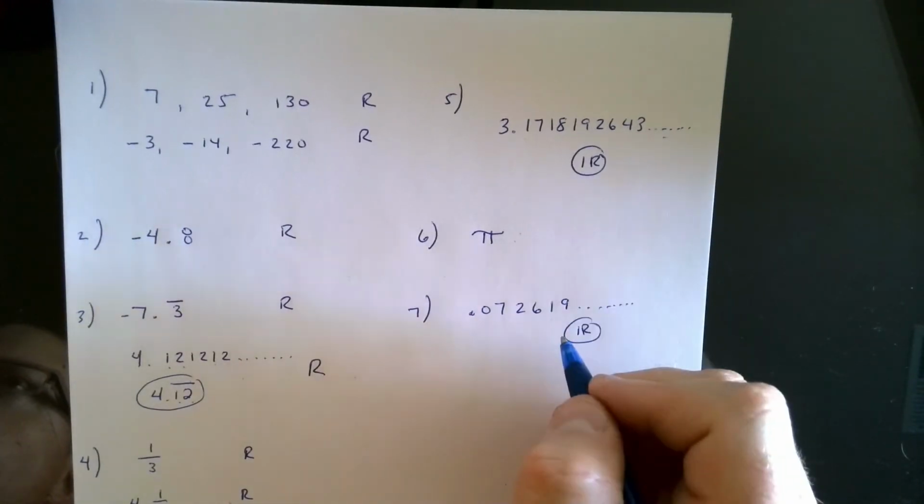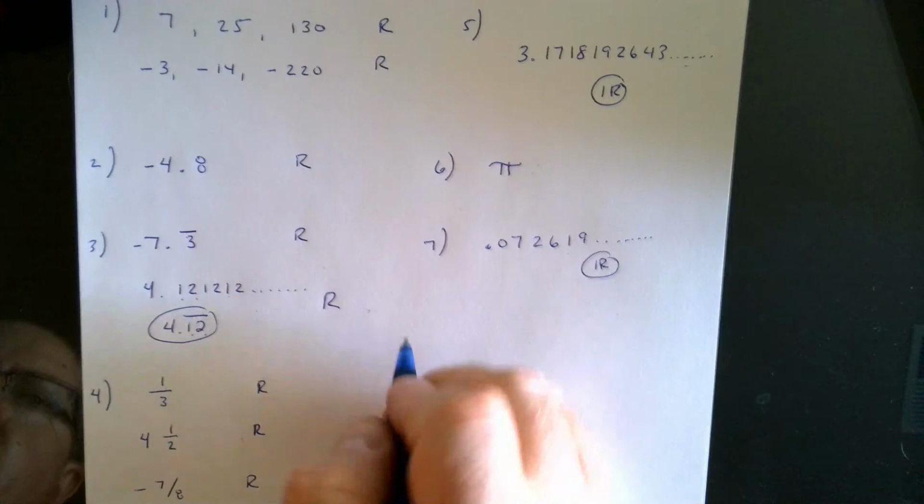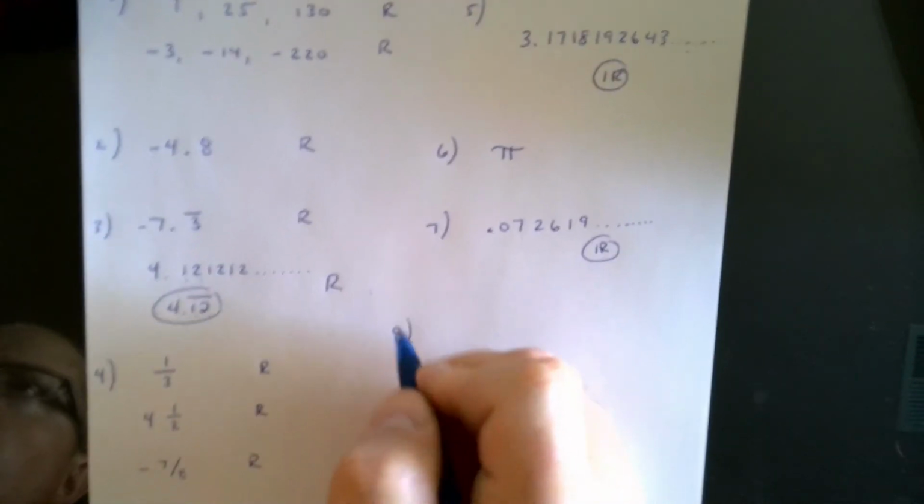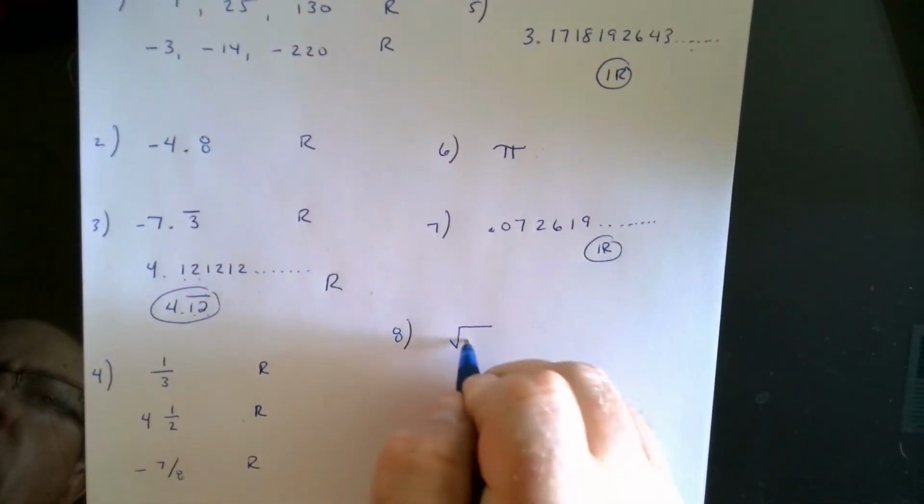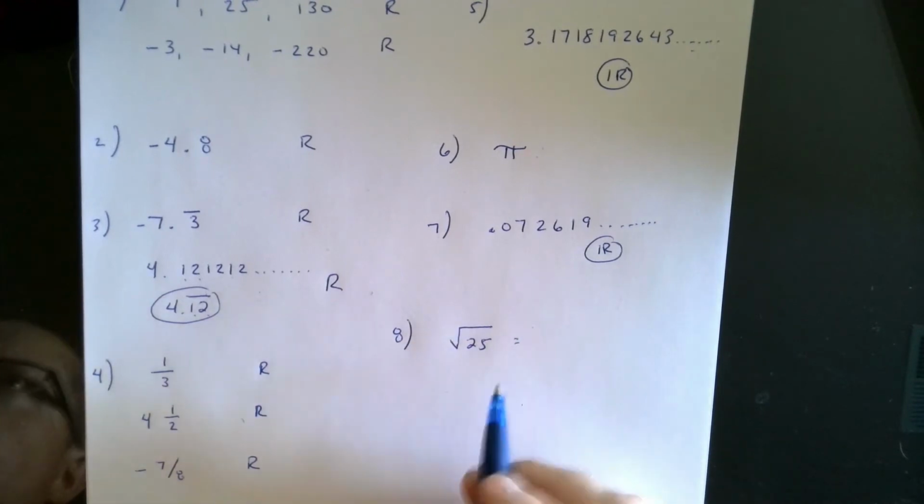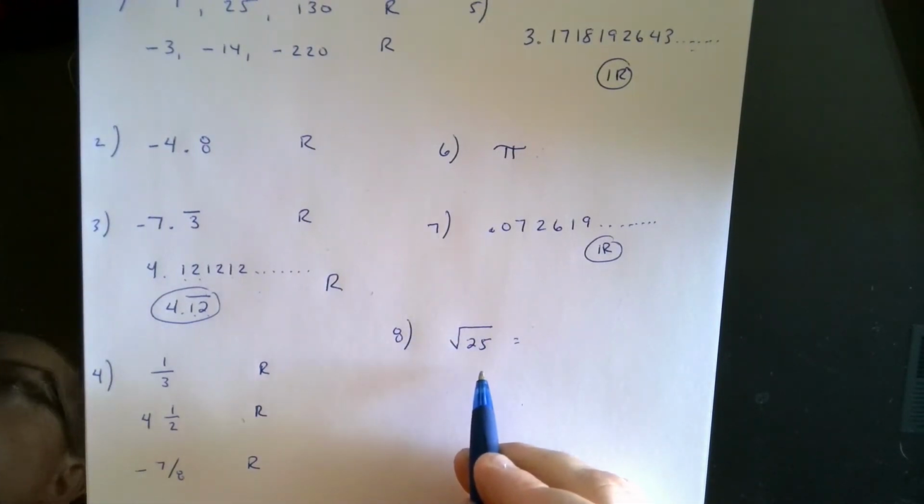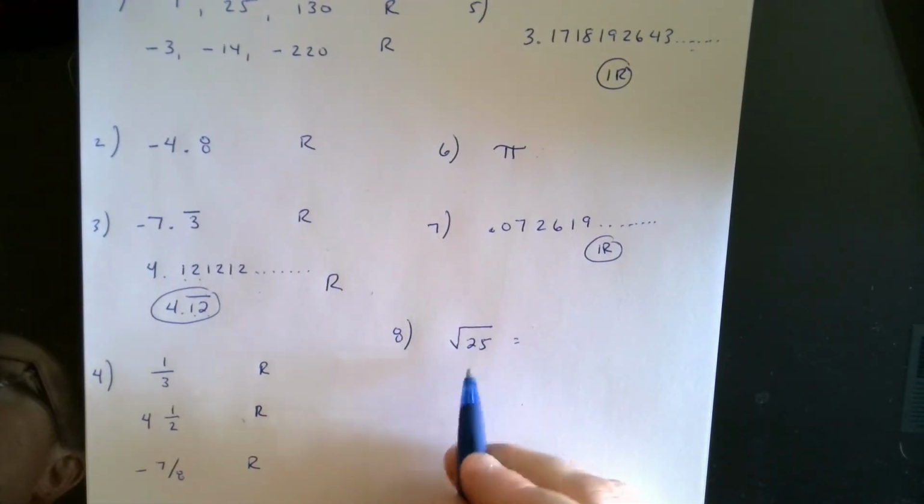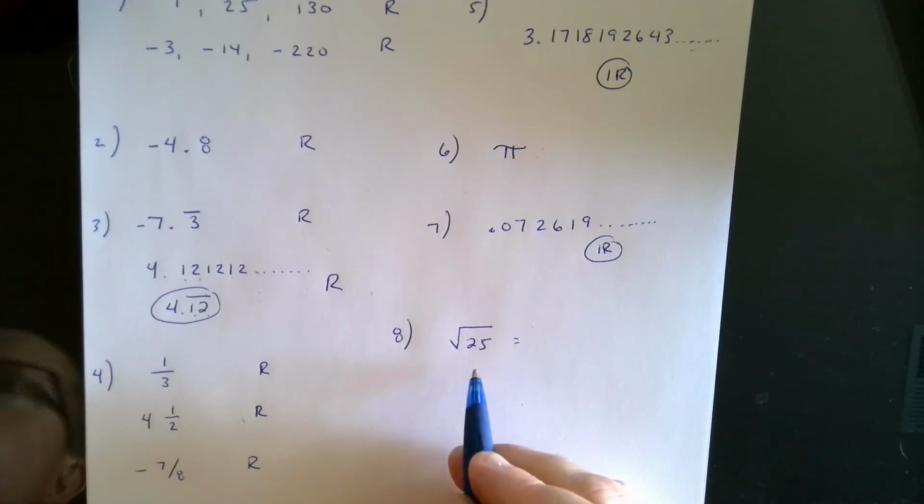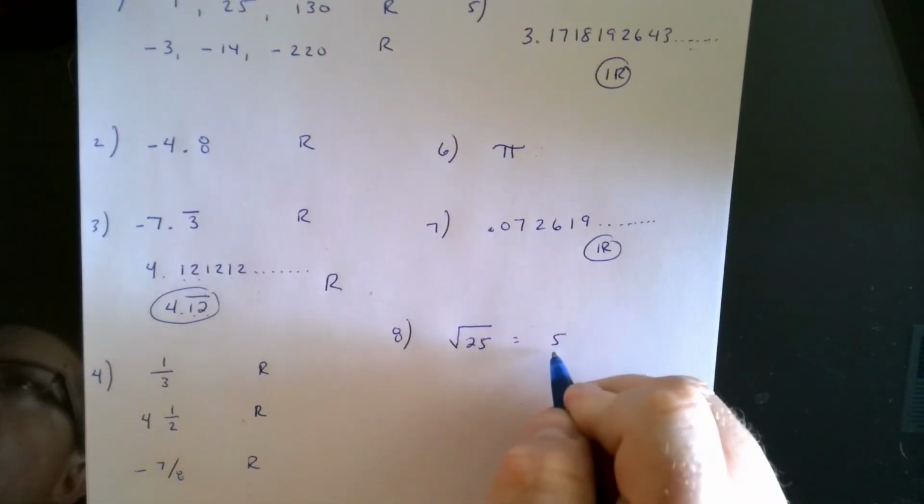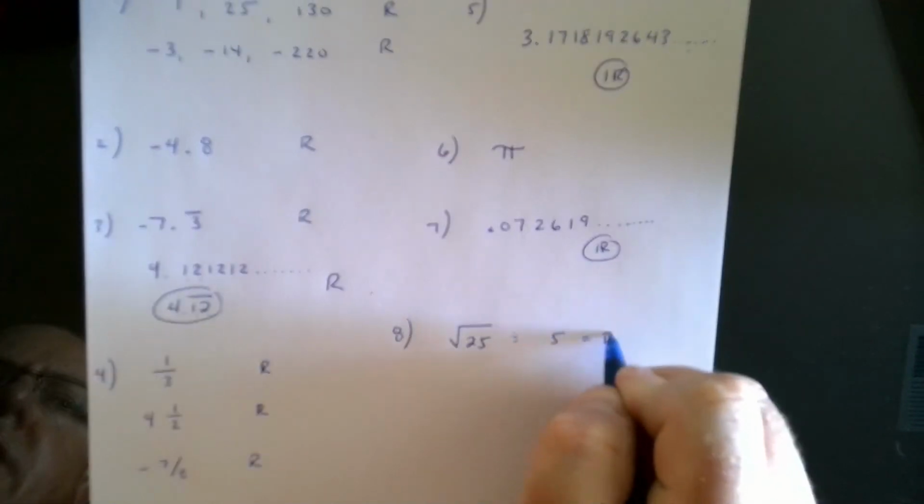Now, this is the one that we have to be careful and look at. What about our square roots? So if it asks for like the square root of 25, this is where we tie in our previous lessons. Is there a perfect square root of 25? Well, yes. Square root of 25 is 5. So therefore, it is rational.